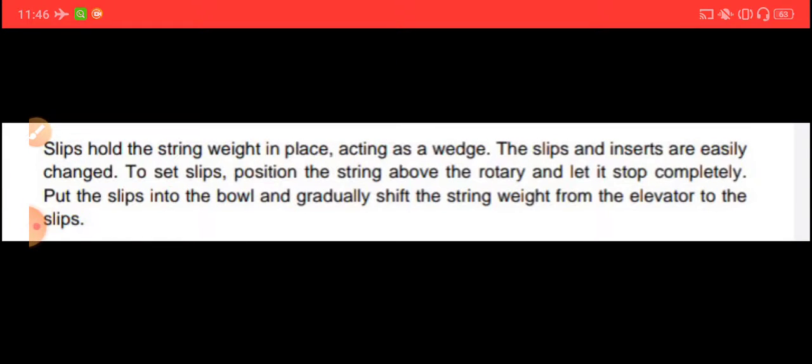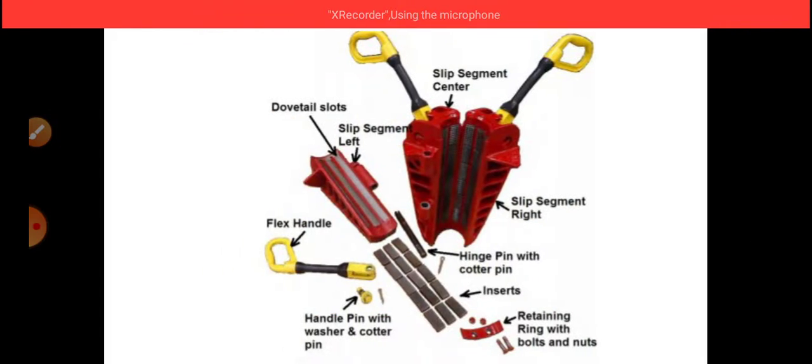Now we will see what the differences are. Before describing the differences, what is the slip? It holds the whole string weight in place, acting as a wedge. Generally the slip inserts are changed depending on the size. It holds the position of the string above the rotary and lets it stop completely. So put the slips into the bowl and gradually shift the string weight from the elevator to the slips. Whenever we are releasing the load from the elevator, at that time we place the slips.